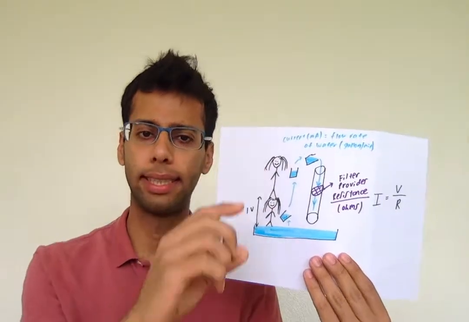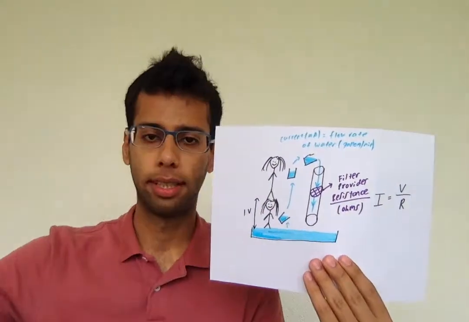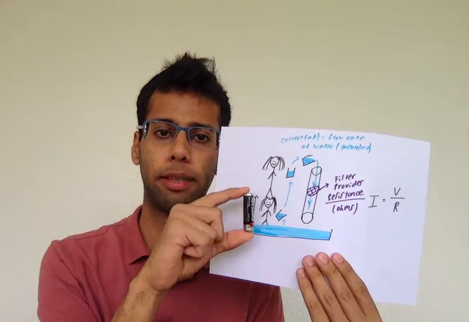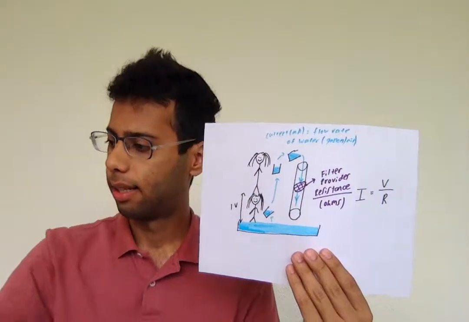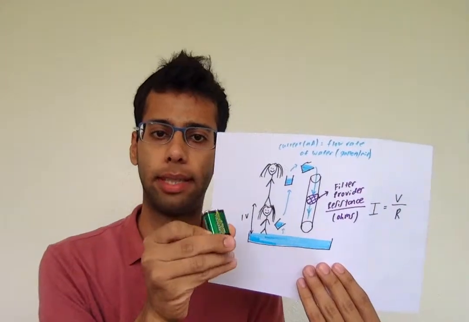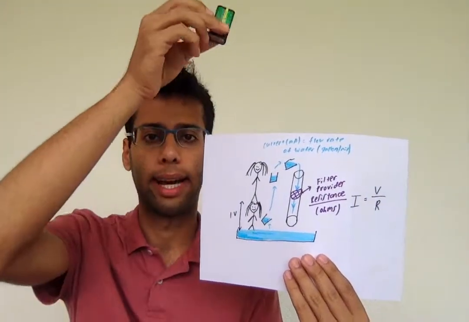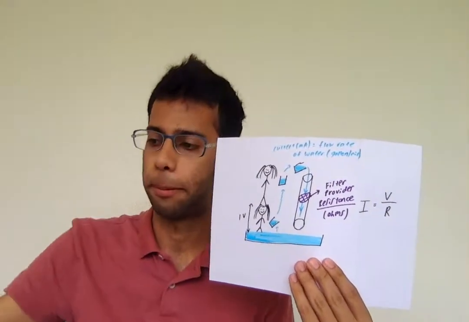So the height of Lindas is the voltage. So this is a 1.5 volt battery, which means the water is being poured from 1.5 Lindas high. This is a 9 volt battery, which means that the water is being poured from 9 Lindas high, so it's going to flow a lot faster through the pipe.